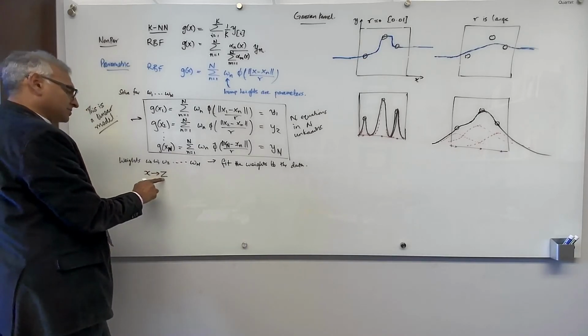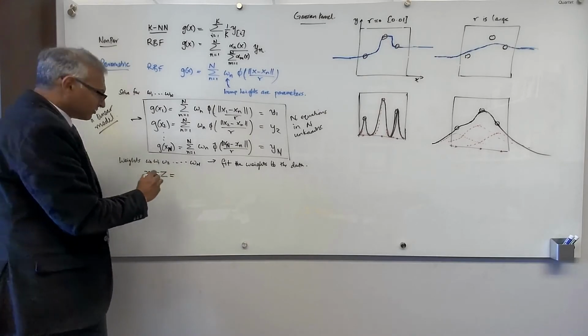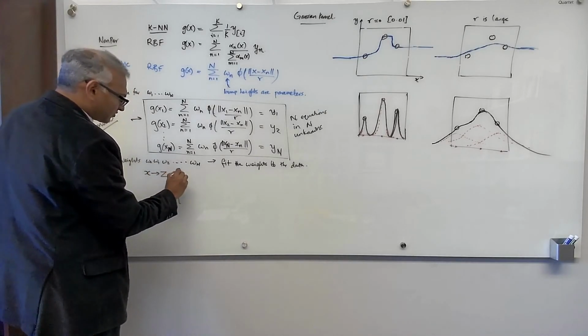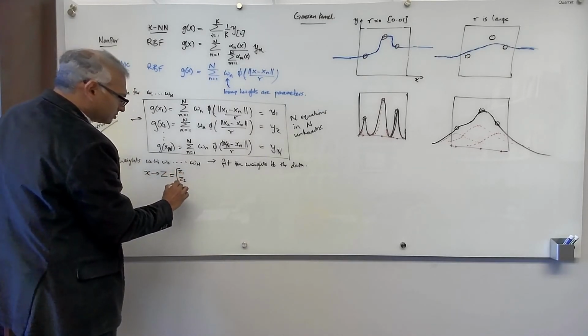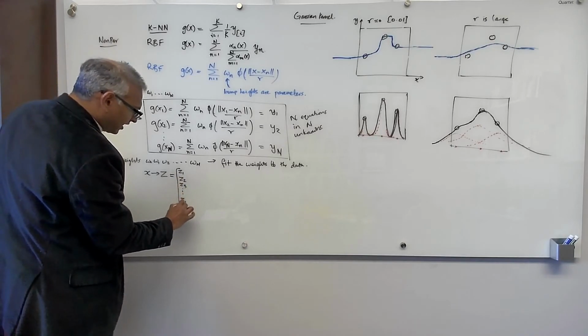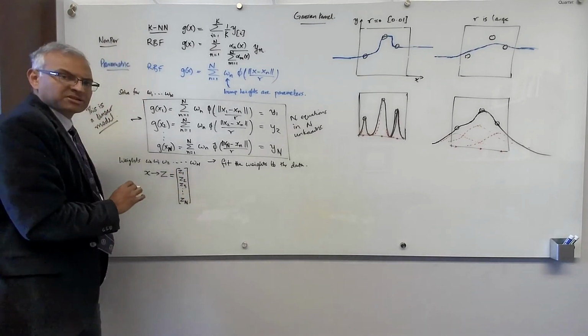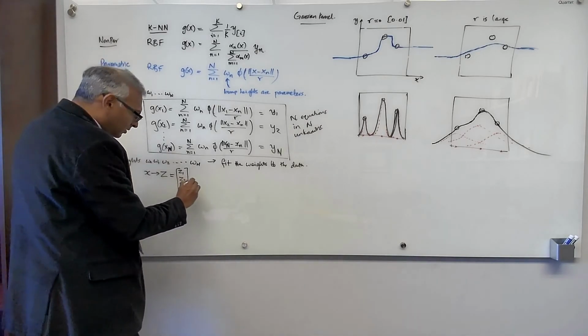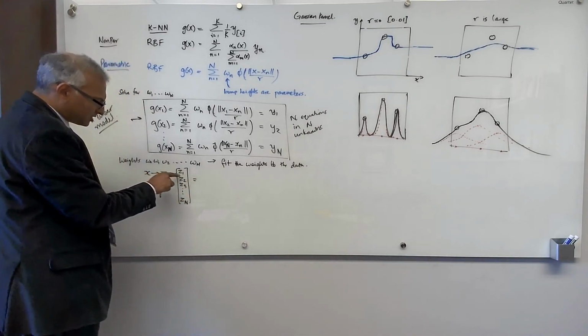Okay, and what is z? So z has n features, so it's an n-dimensional feature transform, z1, z2, z3, and so on up to zn. So z is an n-dimensional feature transform. And what is this n-dimensional feature transform?